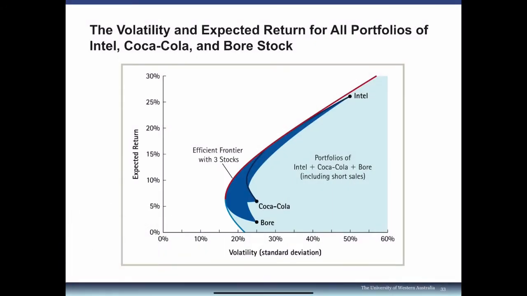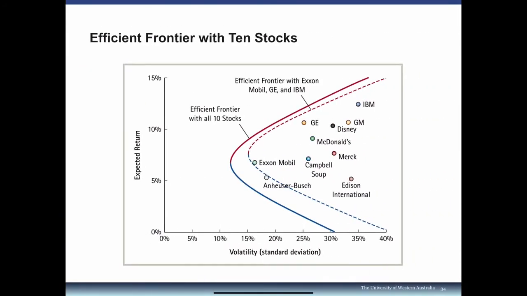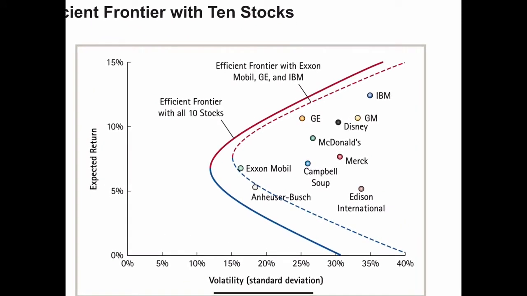So you can imagine, what if you have four stocks, five stocks, and then six stocks? Which means that if we have 10 stocks, rather than just focus on IBM and Coca-Cola, let's just say we introduce all these other stocks based on the historical information. So you can think about, okay, this red dashed line is an efficient frontier with ExxonMobil, GE, and IBM.